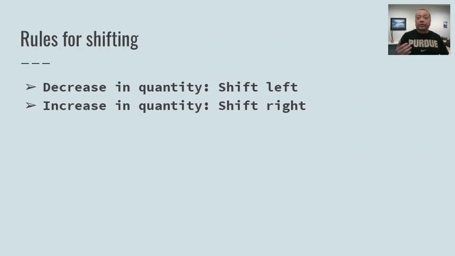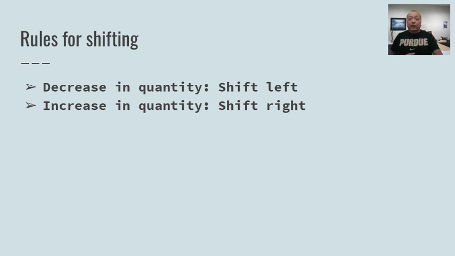These are the rules for shifting curves. You have a decrease in quantity, you shift left. You have an increase in quantity, you shift right. Just remember that we shift according to quantity.